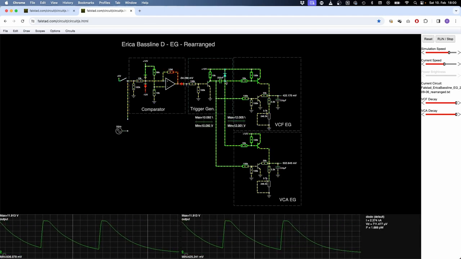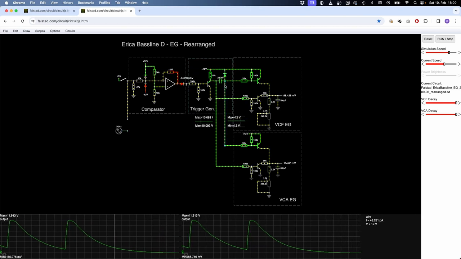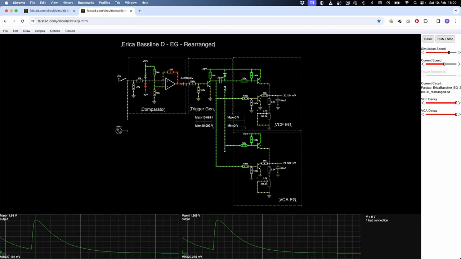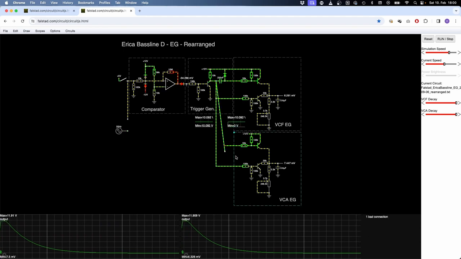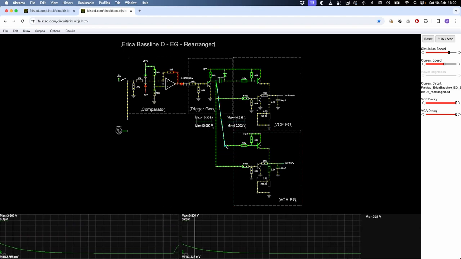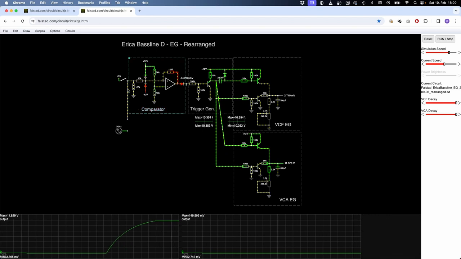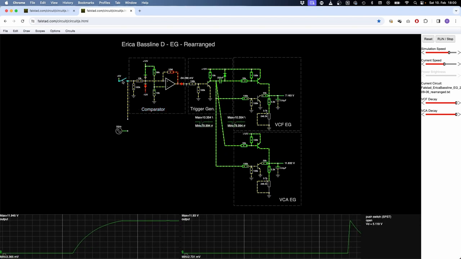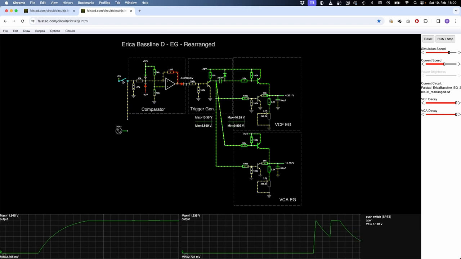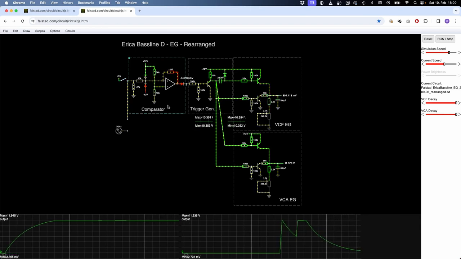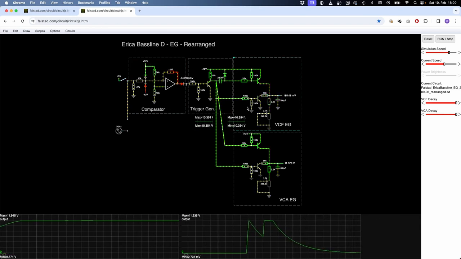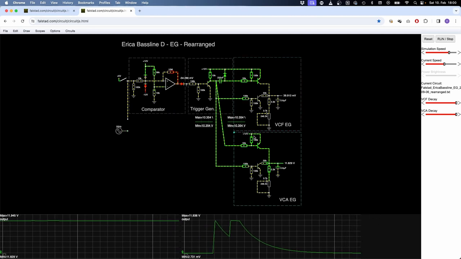So what if we simply connect this control input for the VCA envelope with the collector side? Okay, that does not seem to do the deal for us. There's still a little issue, but that's easy to fix.